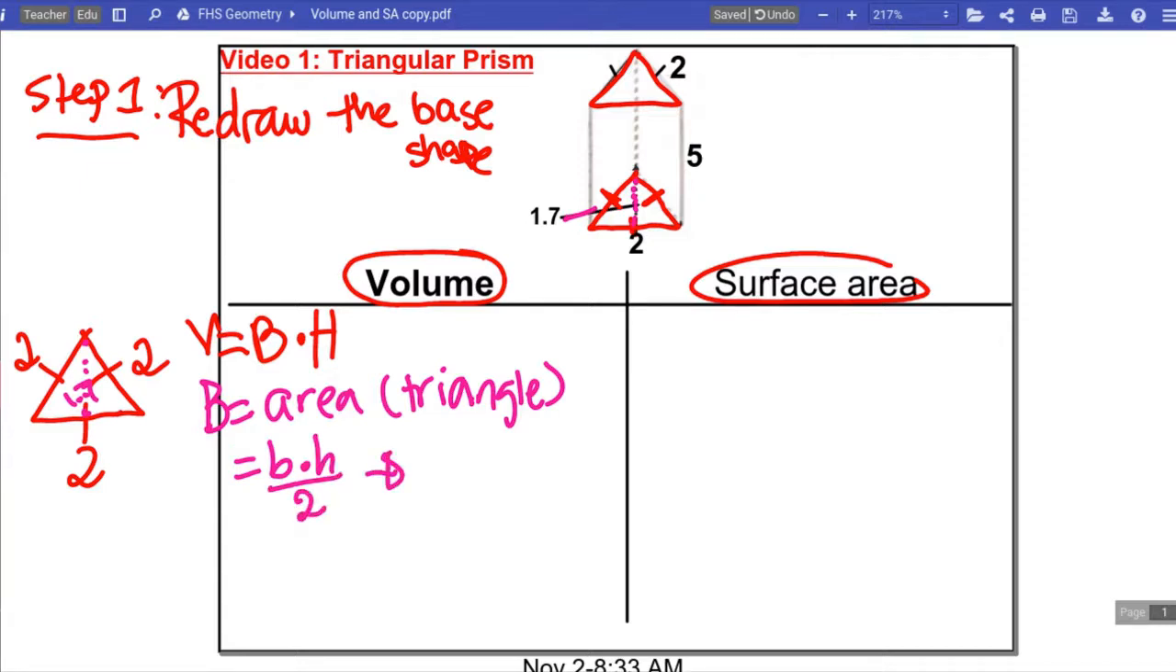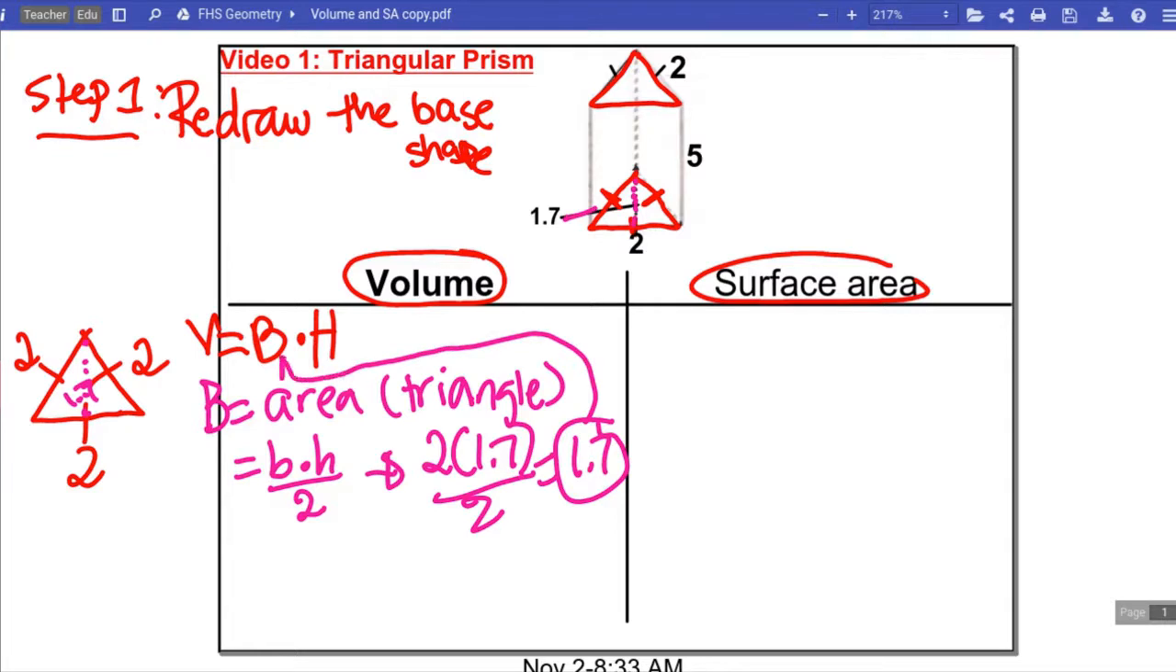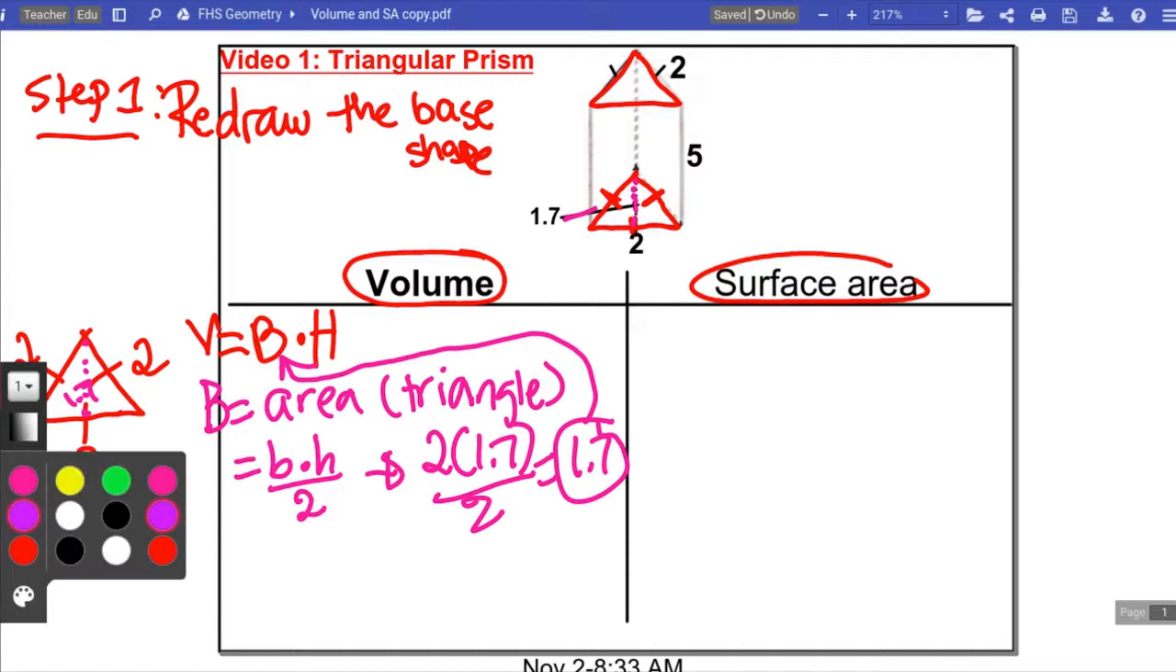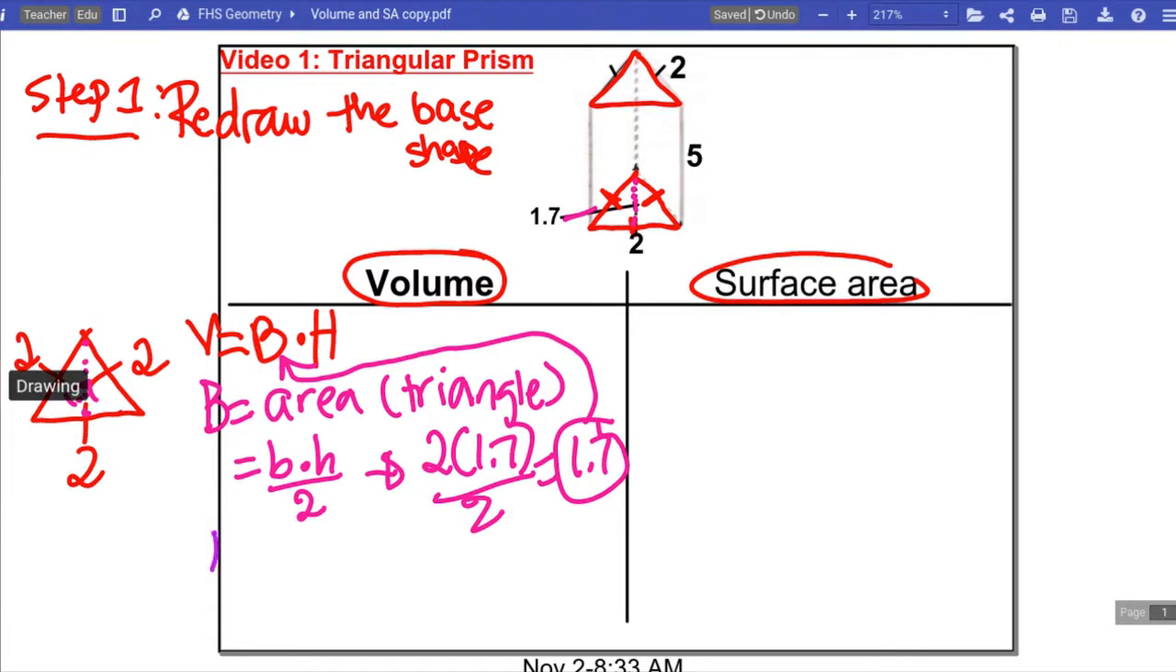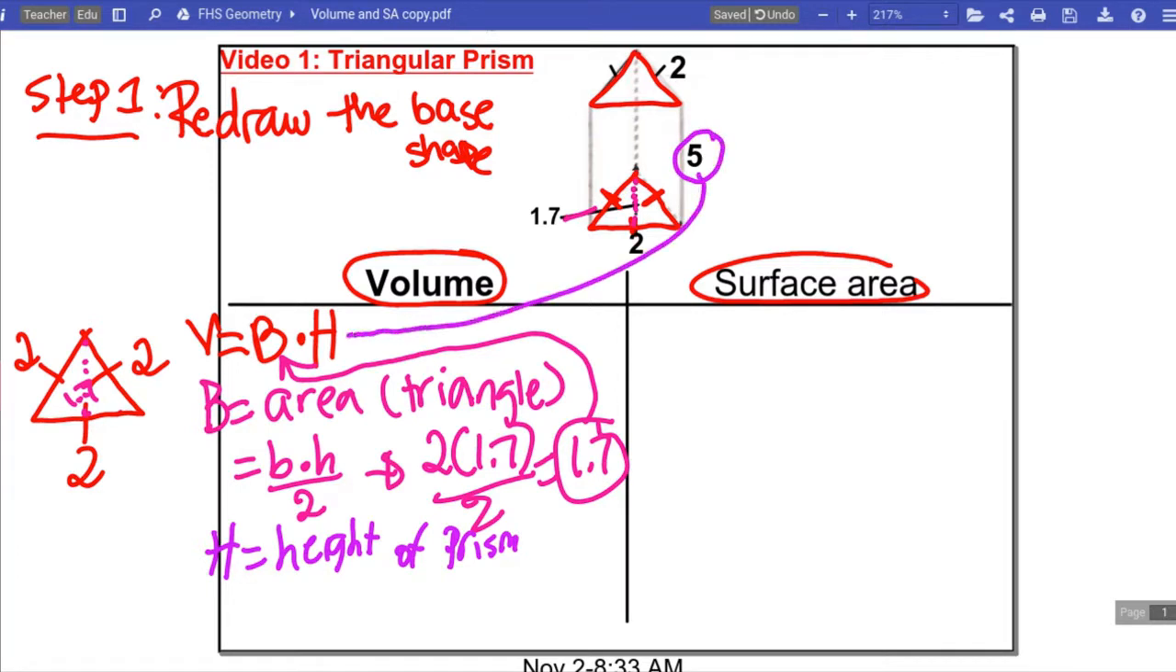Let's do that here. 2 times 1.7 divided by 2. What does that give me? That gives me 1.7. I'll put that in the calculator box, because this number is what you're going to input right here. Now, the height. Big H represents the height of the prism. In this case, the height is 5. 5 is what goes right there.